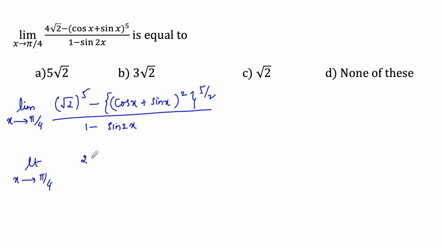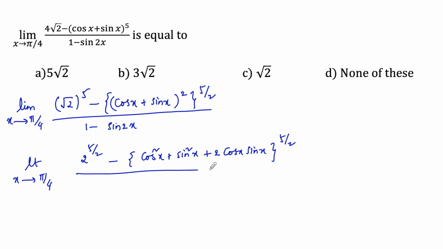Root 2 whole power 5 we can write 2 to the power of 5 by 2 minus, because root 2 is 2 power 1 by 2, minus cos x plus sin x whole square can be taken as cos square x plus sin square x plus 2 cos x sin x whole to the power 5 by 2 divided by 1 minus sin 2x.